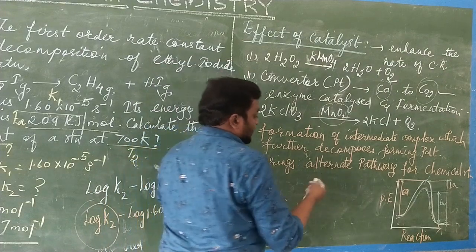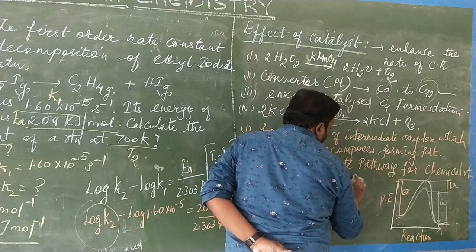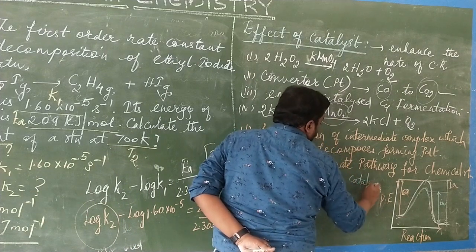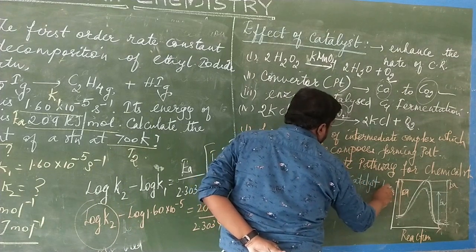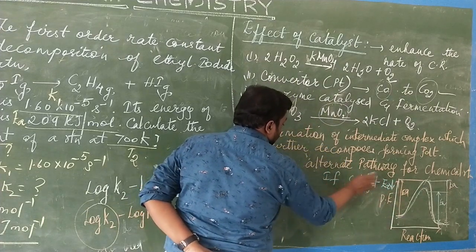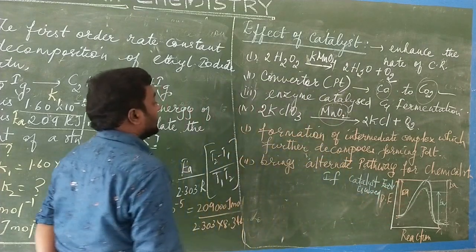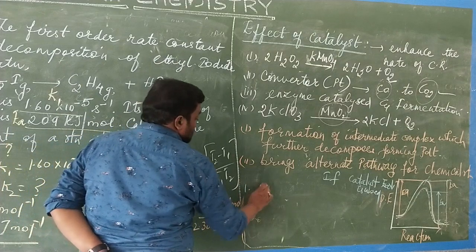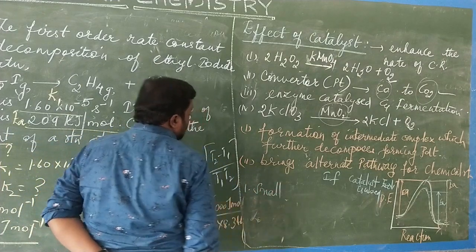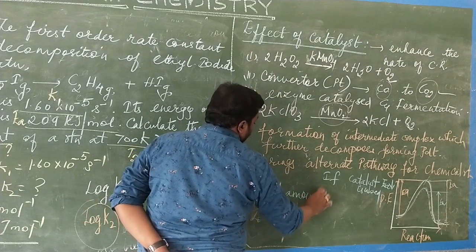What should we understand from the graph? From the graph, we should understand that when a catalyst is used, the value of Ea will decrease. If a catalyst is used, then the Ea value will decrease. Now, a small amount of the catalyst will bring about the chemical change. A small amount of catalyst will enhance the rate of chemical reaction.